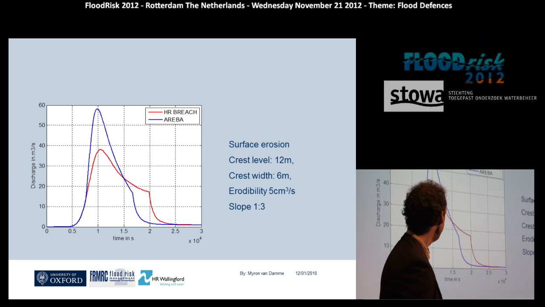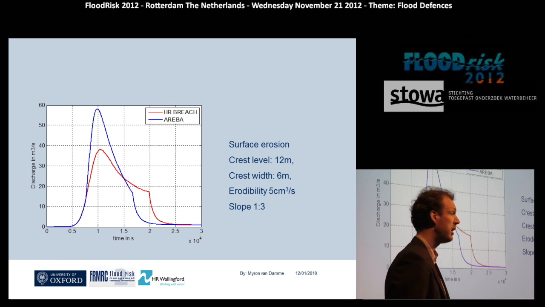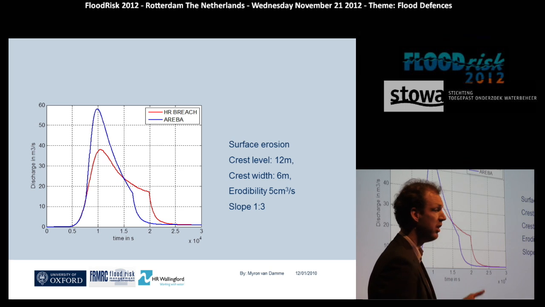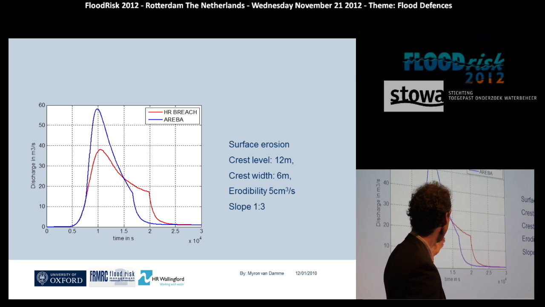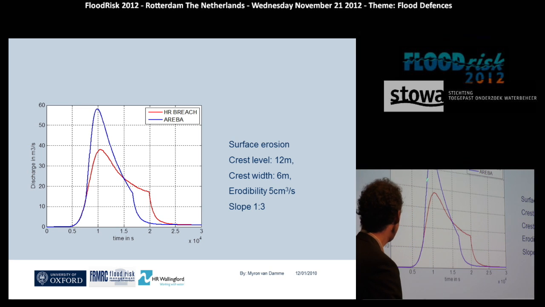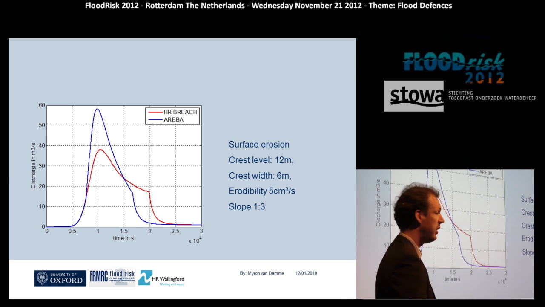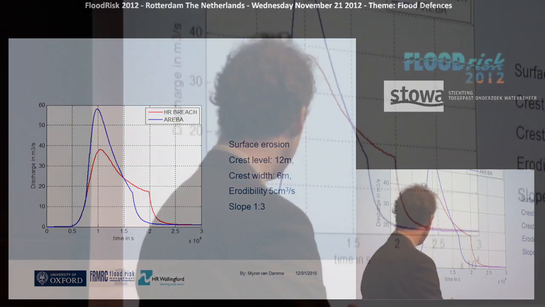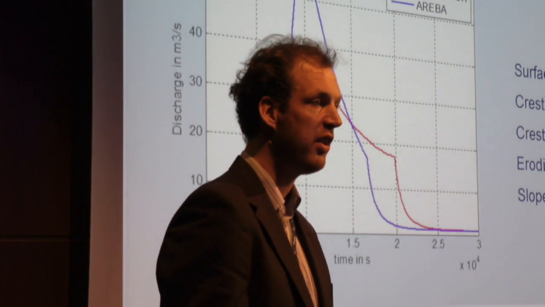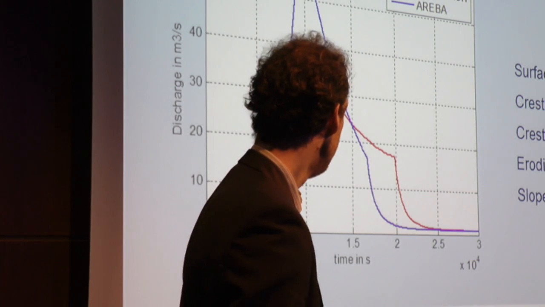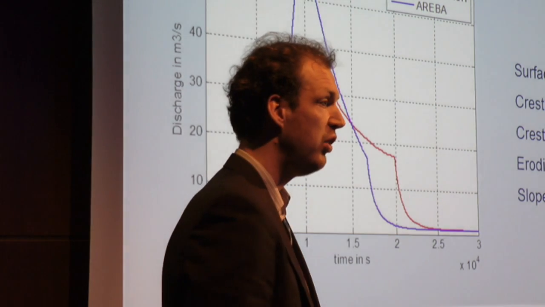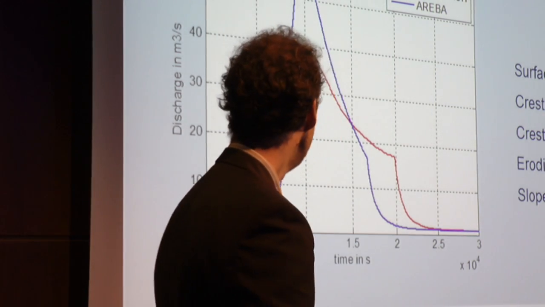If you have slightly different input values, we have a crest level that's even higher, of 12 meters. You're talking quite a big embankment here. And a crest width of 6 meters, and the same further values. We can see a little bit of a difference between the Ariba model and the HR Breach model. But the time at which the peak discharge occurs is almost simultaneous. And the aim was also to come up with a breach volume. So if you just integrate along this distance, you can actually get a very good estimate using the Ariba model. Also, you can easily use the Ariba model in time-dependent studies.